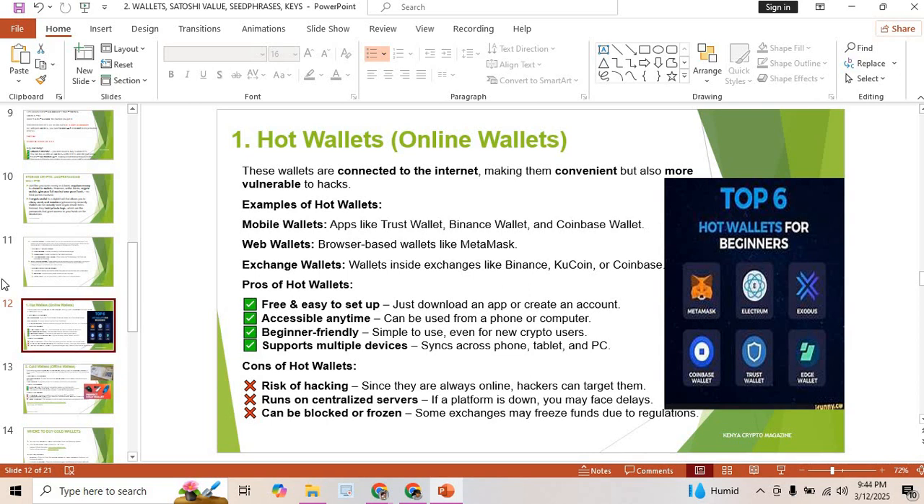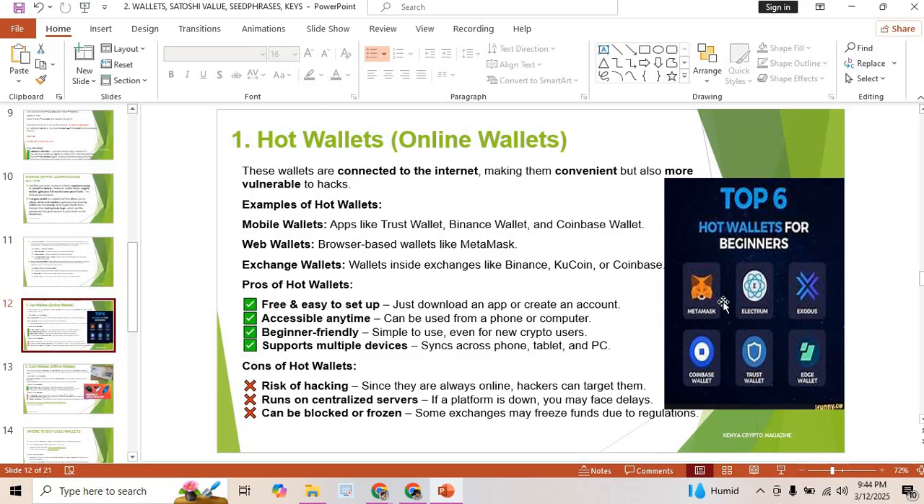Hot wallets are wallets that are connected to the internet, making them convenient but also more vulnerable to hacks. If you've interacted with MetaMask or Trust Wallet, those are hot wallets. Any wallet that you download that is an app, or any app that you download that is a wallet, is a hot wallet because it is connected to the internet. You need internet to access or use them.